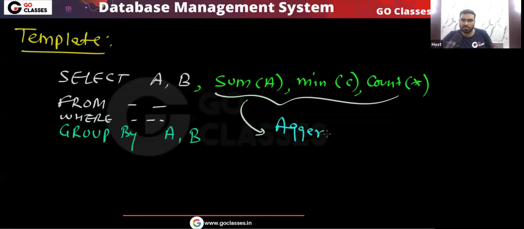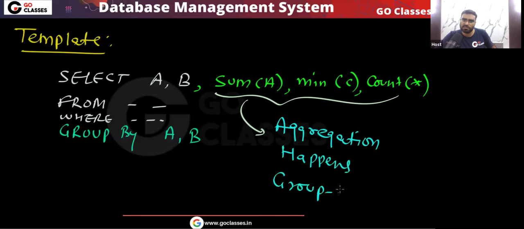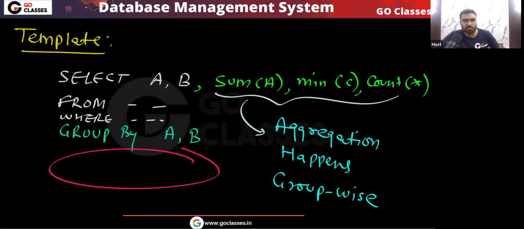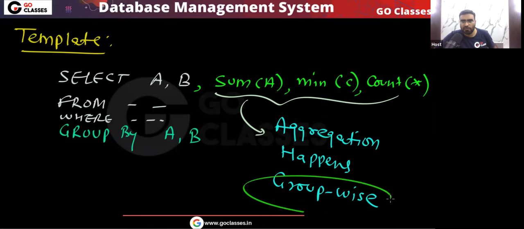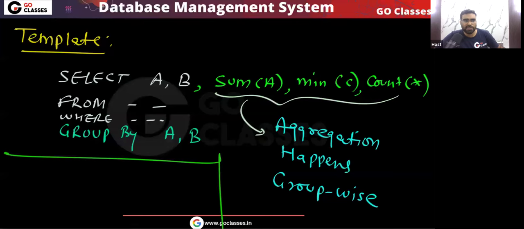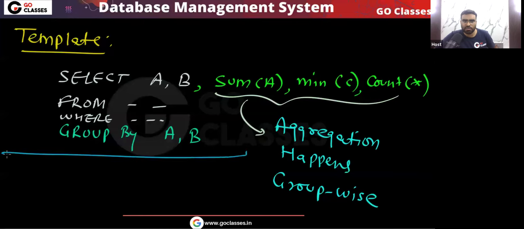This aggregation will happen group wise. Is this clear? So if there is no having clause, then for every group one tuple will be there. So remember, aggregation will happen group wise. For every group, aggregation will happen. This is the one point. And when there is no having clause, then the number of tuples in the output will be what?